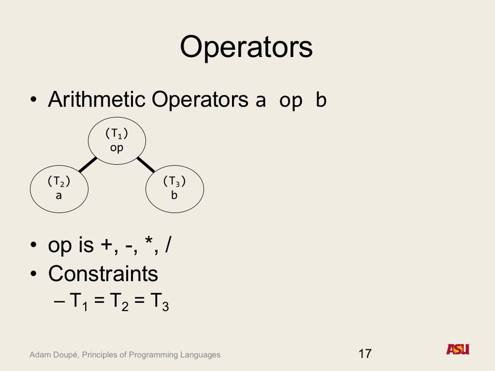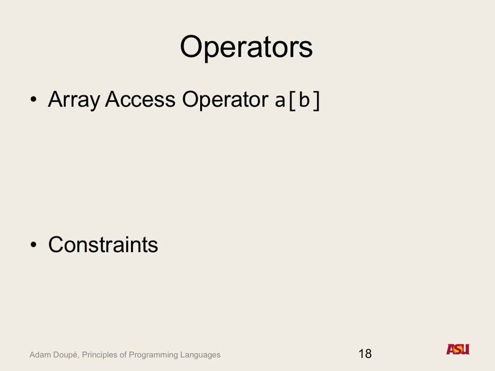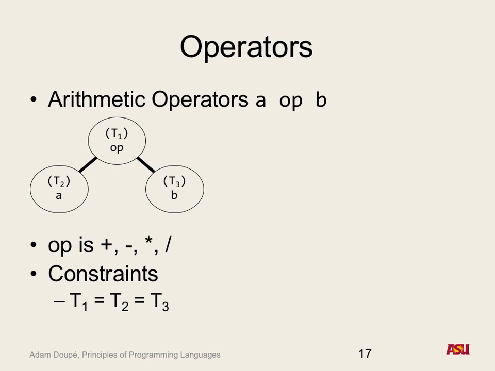Cool. What about the array access operator? Just a second, I want you to think about if we are representing arithmetic operators as functions, you can think about them kind of as functions. How many parameters do they take in? What do they return? They return one thing. And what does this constraint say about all those types? They have to all be the same, right? So you can think about arithmetic operators as functions that take in two types and return the same type.